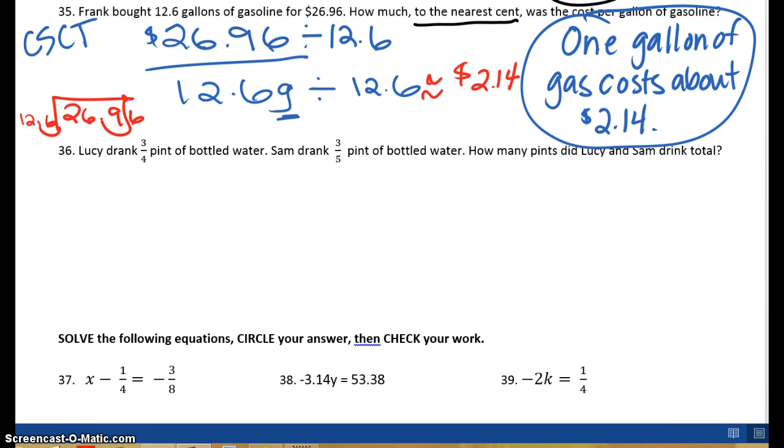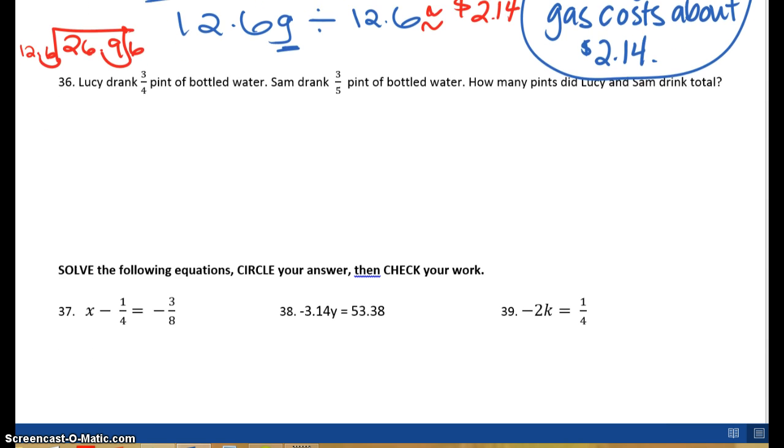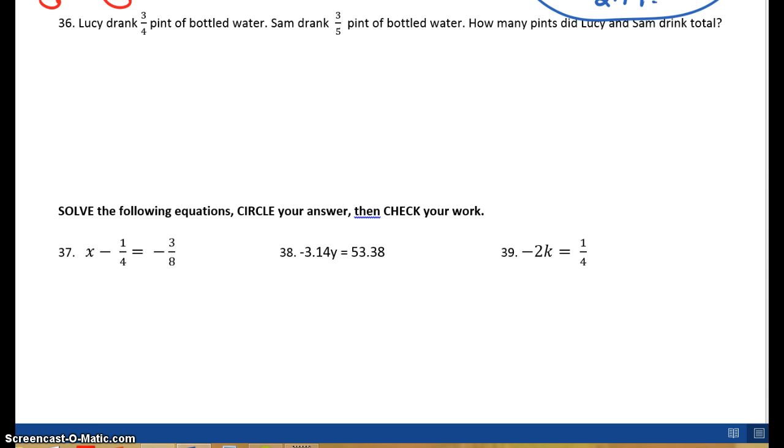Again, 36 is another word problem. It says Lucy drank 3/4 pint of bottled water. Sam drank 3/5 of a pint of bottled water. How many pints did Lucy and Sam drink total? Since we see this word total here, we know we're going to add. So this is just going to be a simple addition problem. So I take 3/4 and I'm going to add 3/5 to that.